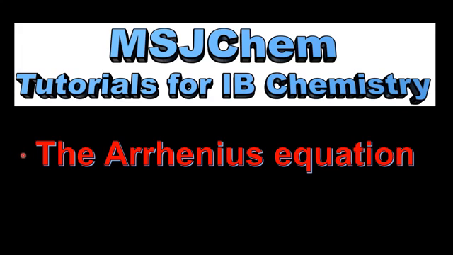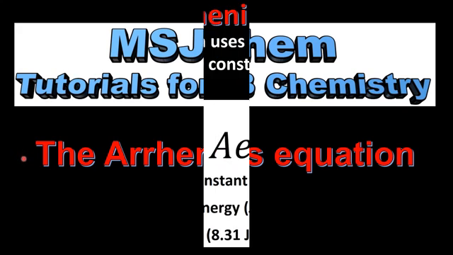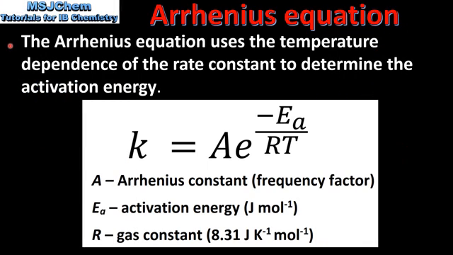This is MSJ Chem. In this video, I'll be looking at the Arrhenius equation. The Arrhenius equation uses the temperature dependence of the rate constant k to determine the activation energy.